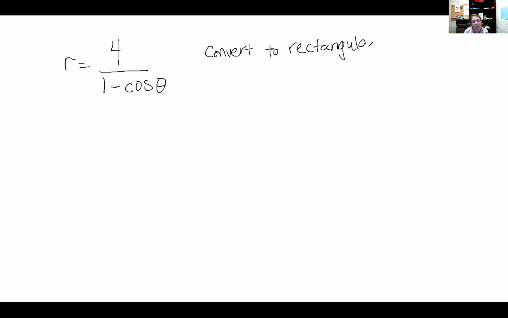All right, so let's say we have a problem like this. r equals 4 over 1 minus cosine of theta. And first, this is in polar coordinates. I want to be able to first convert it to rectangular. So we want to convert to rectangular. And then I want to be able to determine what kind of conic it is.